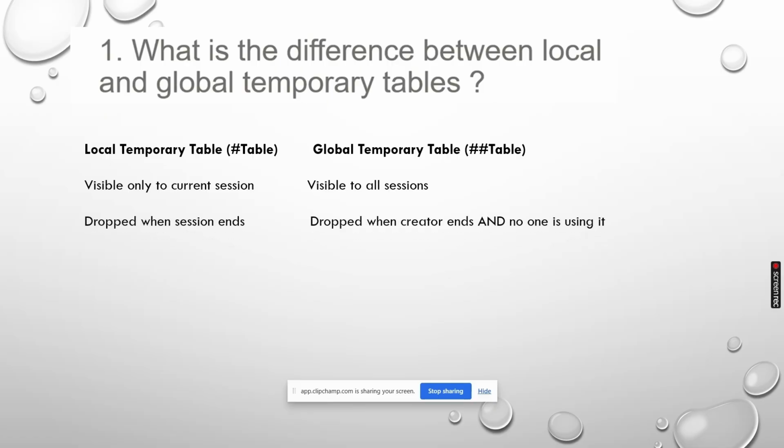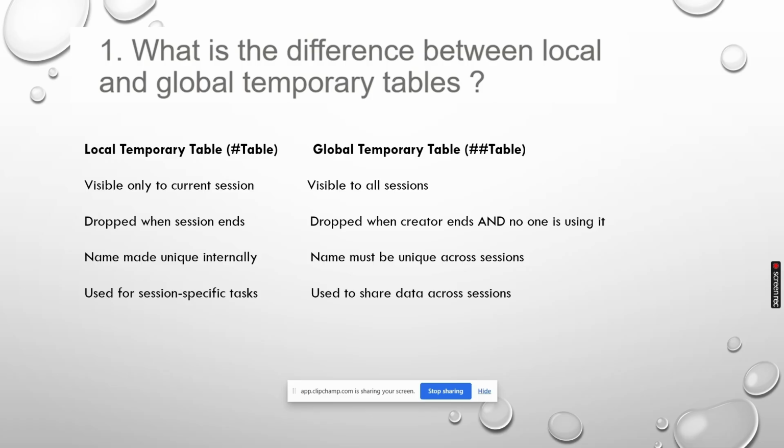A local temporary table is dropped when the session ends. A global temporary table is dropped when the creator ends and no one is using it. A local temporary table name is made unique internally. A global temporary table name must be unique across sessions. A local temporary table is used for session-specific tasks. A global temporary table is used to share data across sessions.